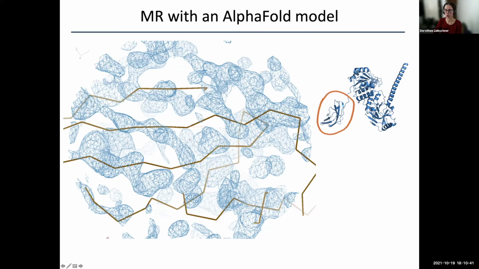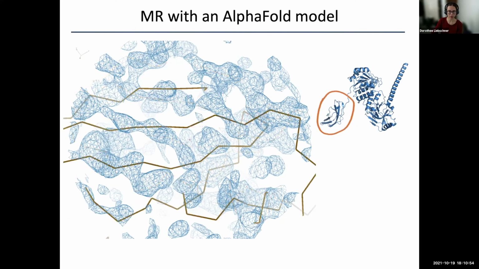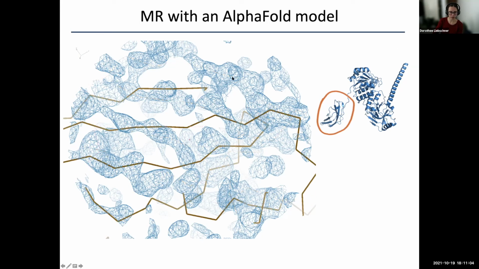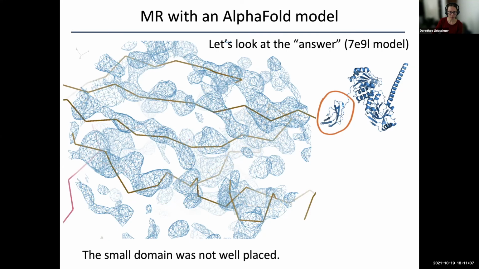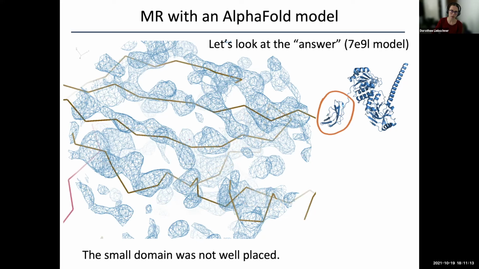So let's just superpose this to the structure that has been determined, and that's here. If I go back and forth, you can see the deposited model looks a little bit better than what we found from our molecular replacement. So it looks like the whole domain is hinged towards the upwards. As a conclusion, the small domain was not well placed. So we did something not so optimal in our molecular replacement approach.